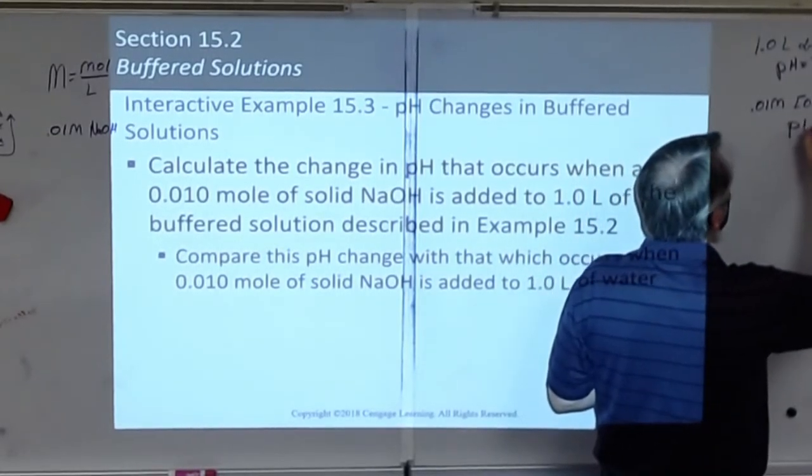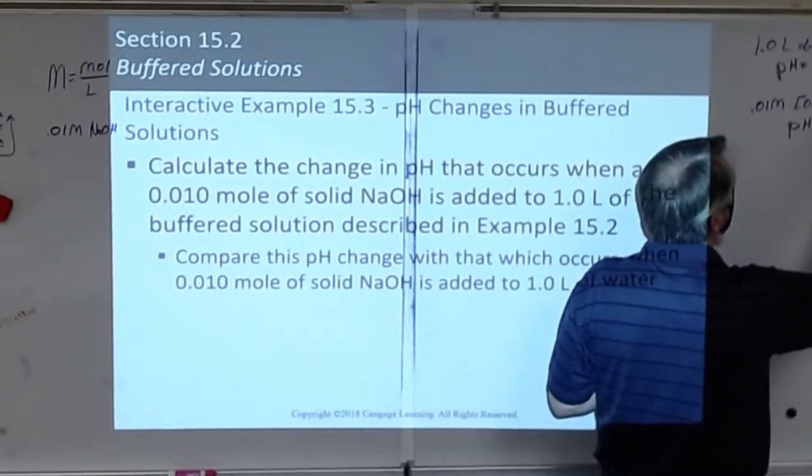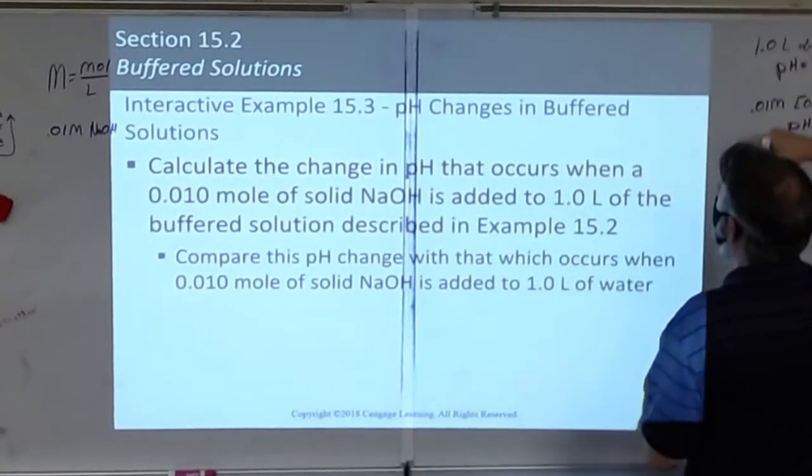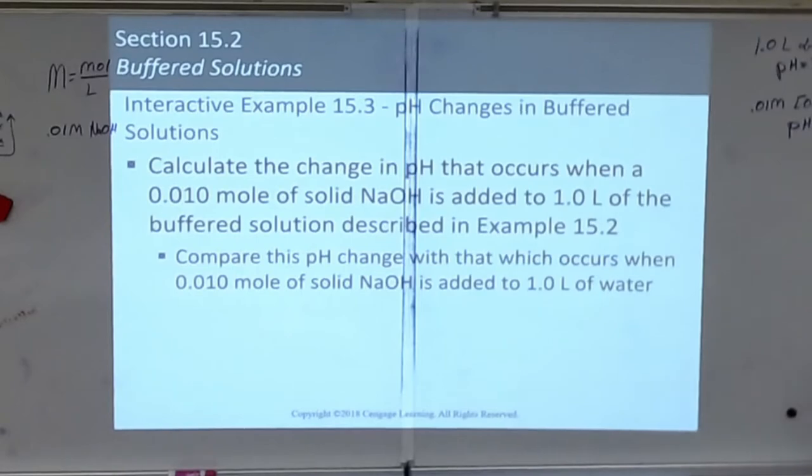So the pH equals, what did we decide? 12. If I added 0.01 moles of sodium hydroxide into 1 liter of water, the pH would move from 7 to 12. That's a pretty big swing.